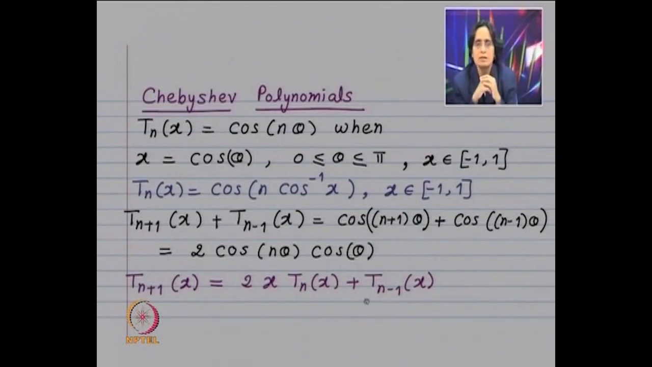Now, using this recurrence relation, what one can show is that T_n(x) is going to be a polynomial of exact degree n, and its leading coefficient is going to be 2 raised to n minus 1. So, T_n will be a polynomial of degree n. If it is a polynomial of degree n, then we know that it is going to have n roots.